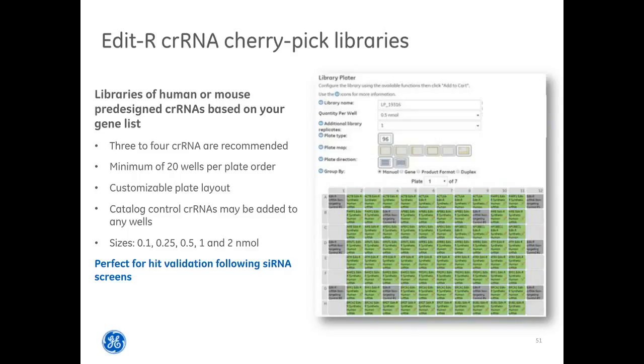We'd certainly recommend 3 to 4 CRISPRs per gene, but we do have up to 5 available in our predefined collection. The minimum order is only 20 wells, and you're able to add editor controls to the plate, as well as customize the plate layout however you like. The quantities available per well will range from 0.1 to 2 nanomoles per well, so there's really plenty of options for however many cell lines or however many assays you might be working with.